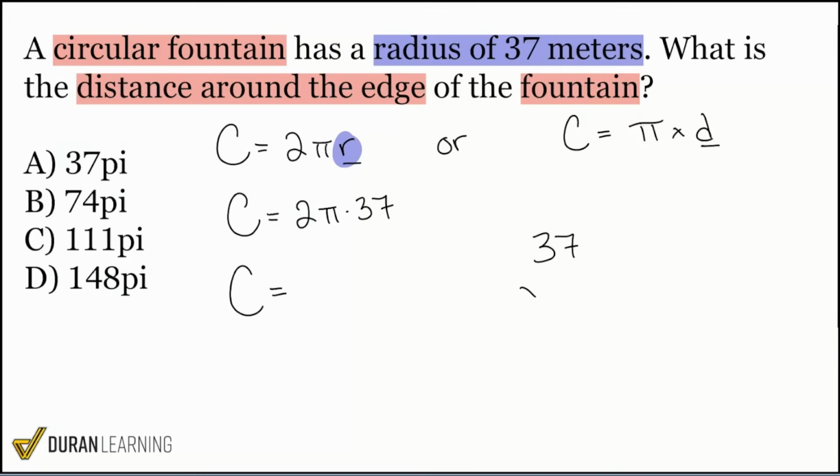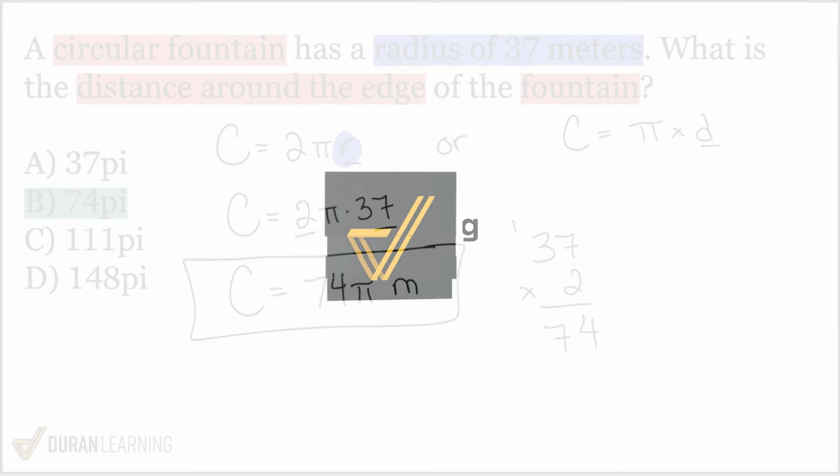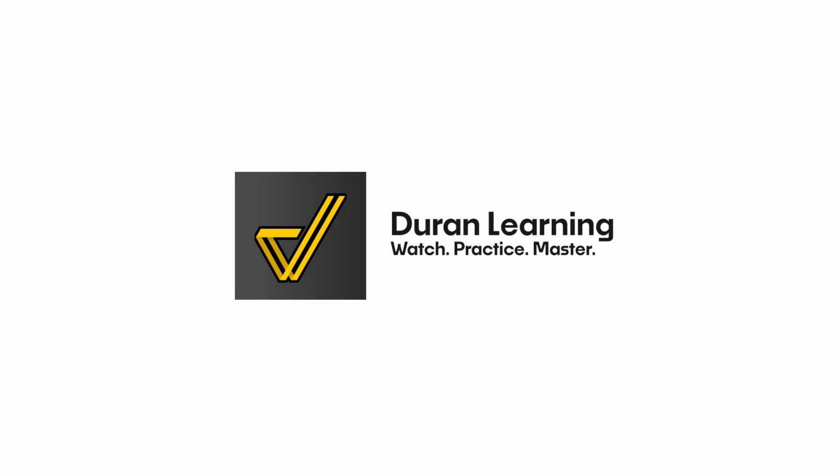We can fill that out right over here. 37 times 2, that's going to be 7 times 2 is 14. 3 times 2 is 6. Carry the 1. That's 7. So our circumference will be 74 pi meters. That's our answer, and that's going to translate to answer choice B. There we go. That is the solution to this question right there, and I hope that this brings you a little more confidence.